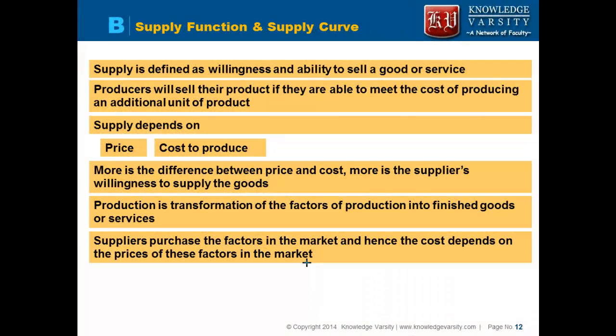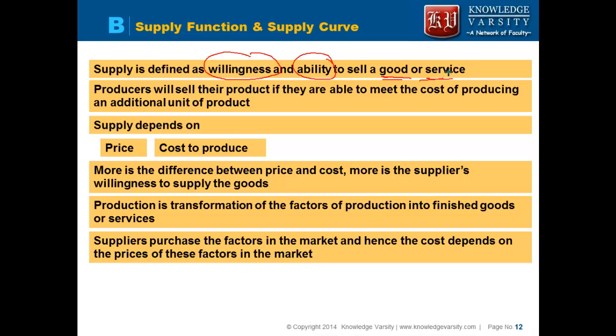So having learnt the demand curve, we will now move our focus to the supply function and supply curve. So what is supply? Note that supply is defined as the willingness and the ability to sell a good or service. If somebody has a willingness to supply goods but does not have the ability, we will not consider that as supply.